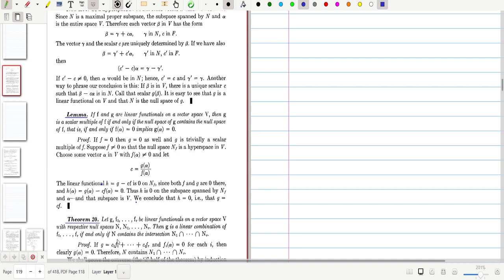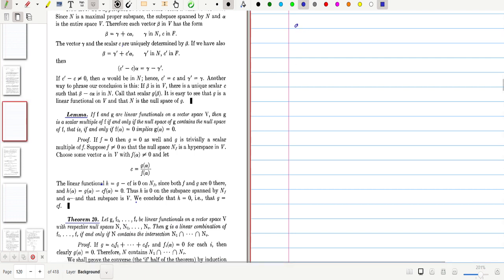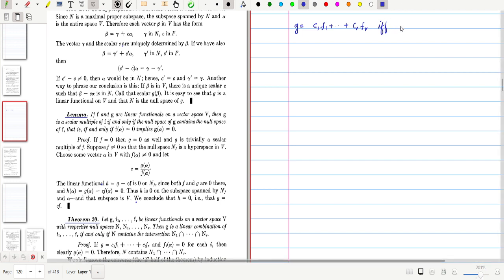That means N is the null space of g, and N1, N2, ..., Nr are the null spaces of f1, f2, ..., fr. So we need to prove that g is equal to c1 times f1 plus etc. plus cr times fr if and only if N contains, that means N1 intersection N2 intersection etc. intersection Nr is contained in N.